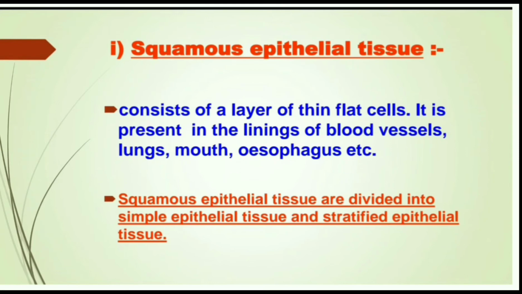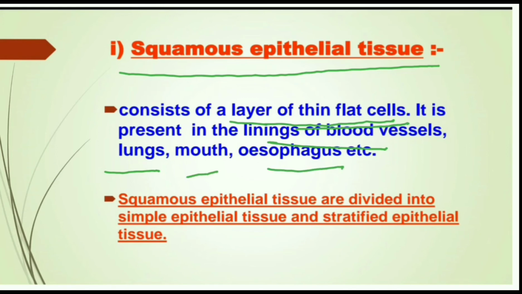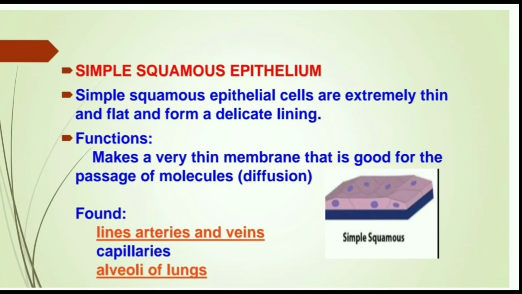The very first is the squamous epithelial tissue, which consists of a layer of thin flat cells. They are present in the lining of blood vessels, lungs, mouth, esophagus, etc. They are divided into two. Just now we discussed simple epithelial tissues, which consist of only one layer of cells, and then we have stratified epithelial tissues.